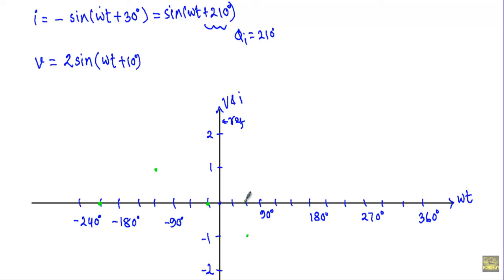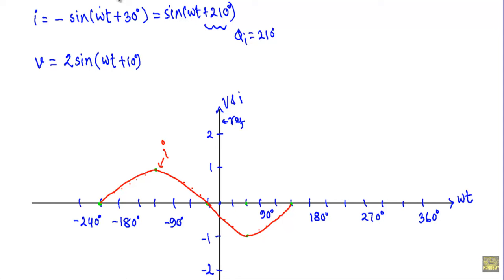0, 30, 60, 90. So, this will be 270 degree. See the angular displacement between this point will be 270 degree. After 90 degree, I will get 0 value of the alternating current. Therefore, if I join this point, this point, this point, this point, and this point, I will get the alternating current. So this will be that alternating current I.